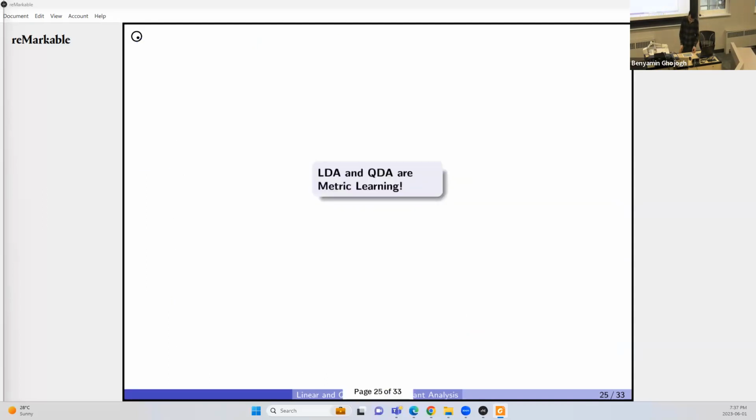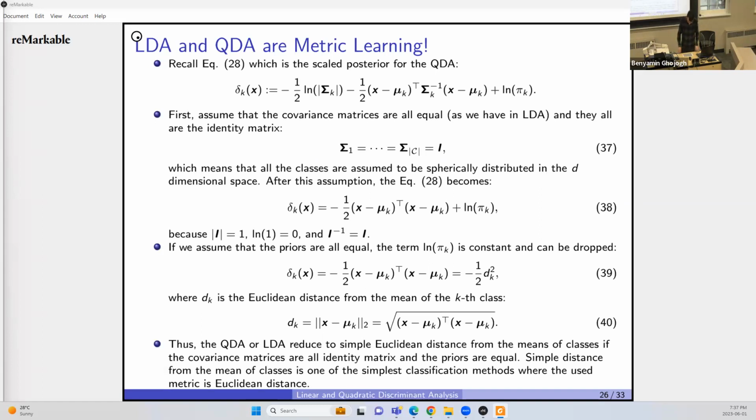Okay, LDA and QDA are metric learning. So what do I mean? Let me talk about it. Recall equation 28, which was a scaled posterior for QDA. This was delta_k(x) for the multi-class classification of QDA. First assume that the covariance matrices are all equal as we have in LDA, okay? And assume they are identity matrices. So they are equal and they are identity matrices, which means that all classes are assumed to be spherically distributed in the d-dimensional space. So they are like hyperspheres, right? In all dimensions, their variance is the same. After this assumption, equation 28 becomes this.